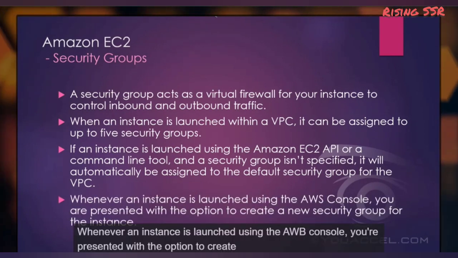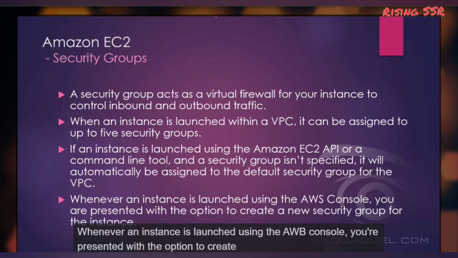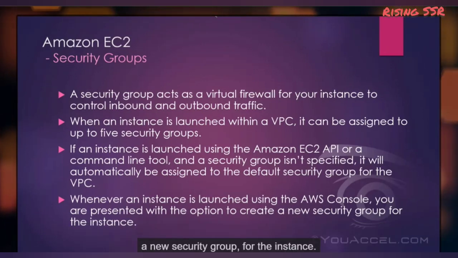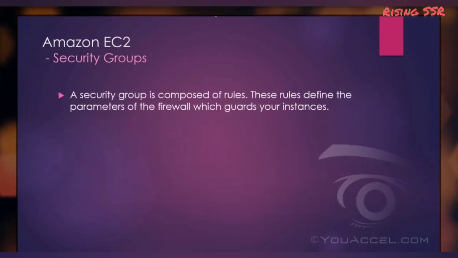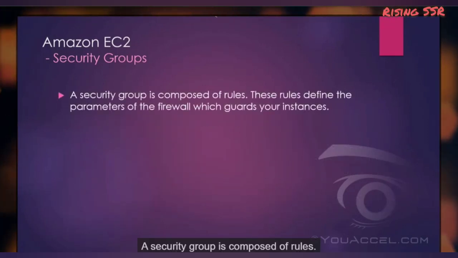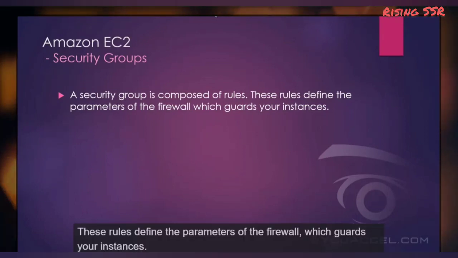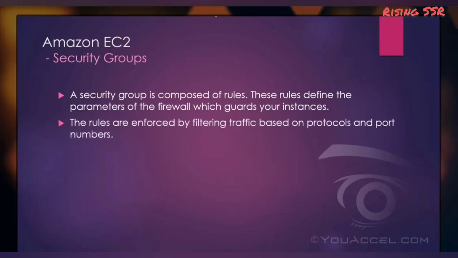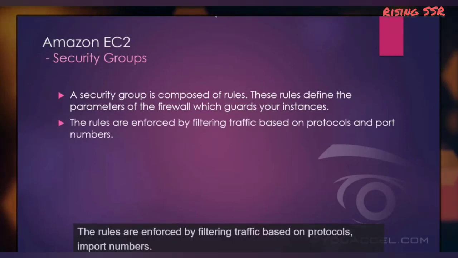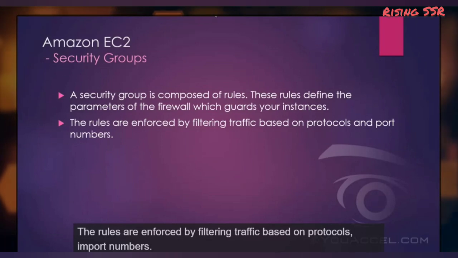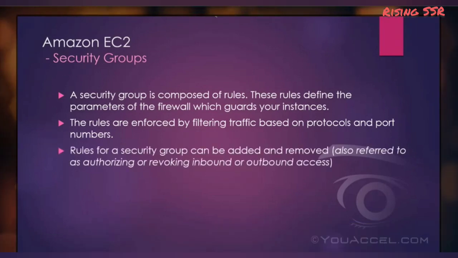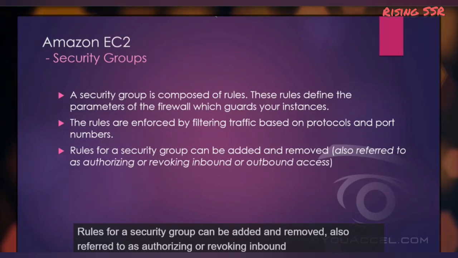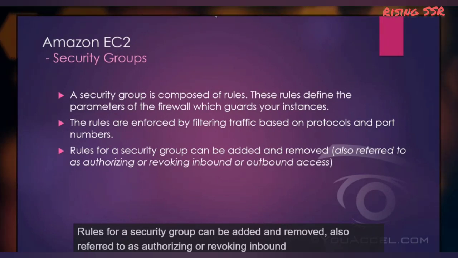Whenever an instance is launched using the AWS console, you're presented with the option to create a new security group for the instance. A security group is composed of rules. These rules define the parameters of the firewall which guards your instances. The rules are enforced by filtering traffic based on protocols and port numbers. Rules for a security group can be added and removed, also referred to as authorizing or revoking inbound or outbound access.